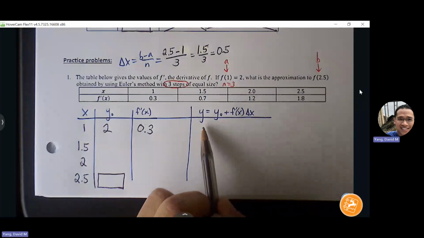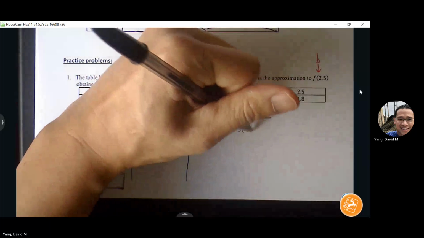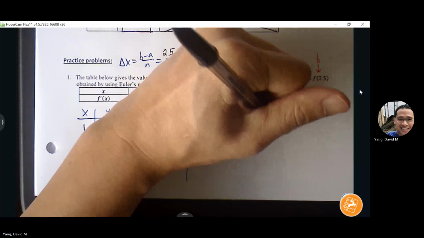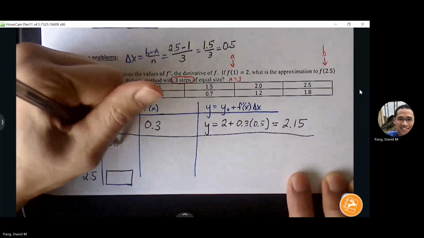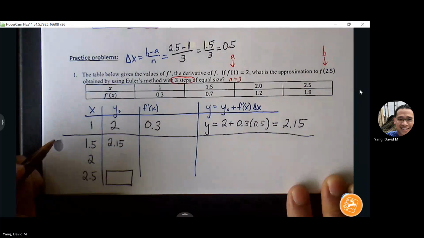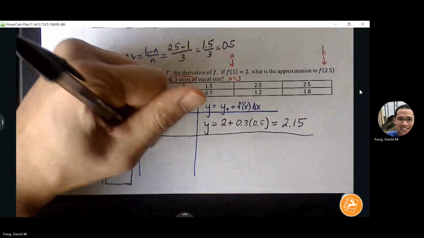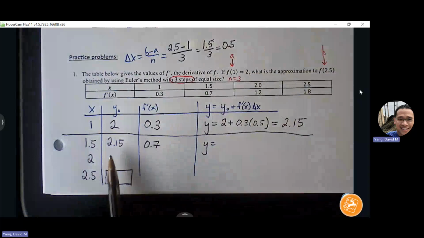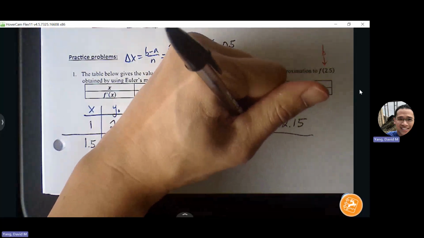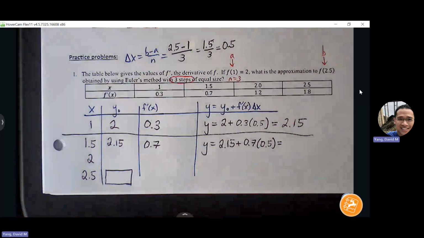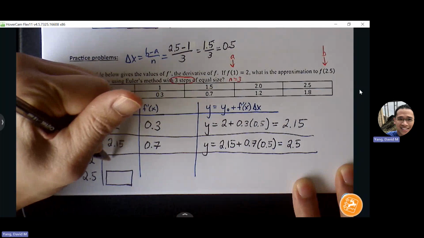Use the Euler equation to get to our next ordered pair. Take that value and copy it down to the next row. Next up, I want to find f prime of 1.5. F prime of 1.5 is 0.7. Take your updated y sub 0. Take your new slope, your delta x, and get your updated new y value. Copy that new y value to the y sub 0 in the next row.